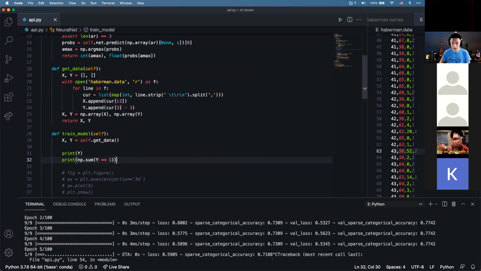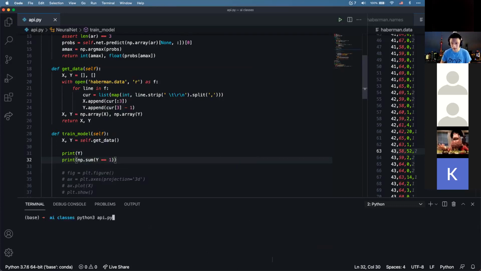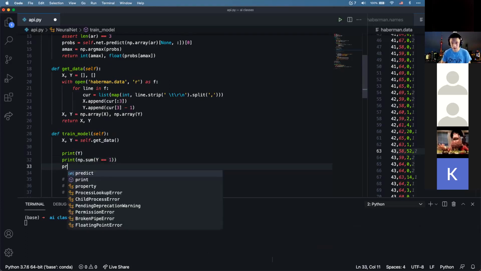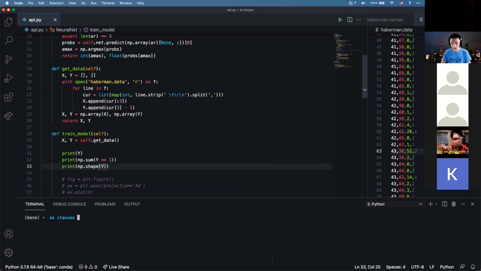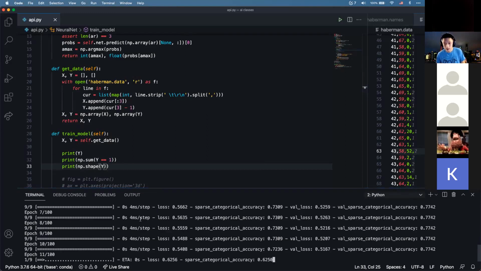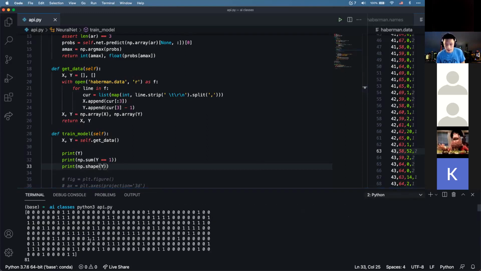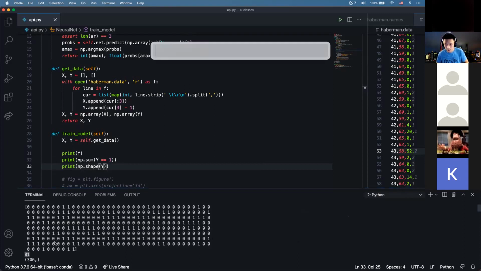np.sum(y == 1), I think this is the right way to do it. And then we can print the length of y, or np.shape(y). So it says here that we have 81 that died out of the 306. So 81 over 306 is about 25%.